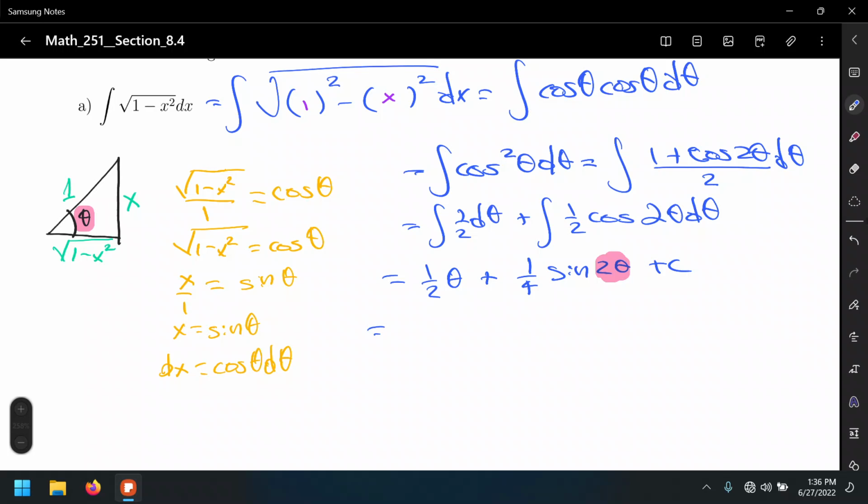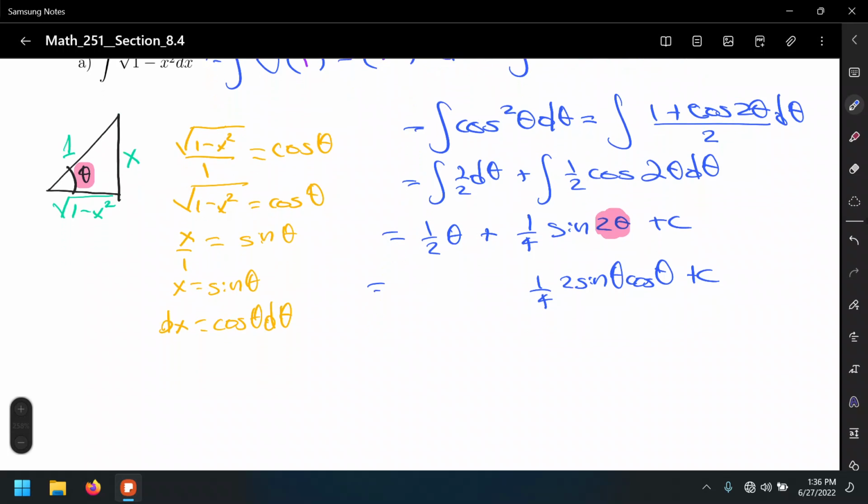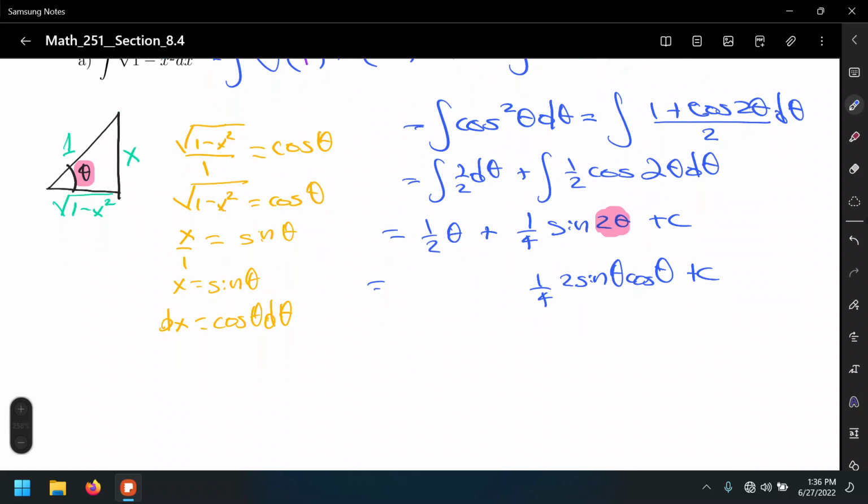2 sine theta cosine theta. So this 1/4, I'm going to leave a space for a minute. It's going to be 1/4 times 2 sine theta cosine theta plus c. And well, we need an expression for theta. How are we going to get an expression for theta? Well, we're going to take it from here.